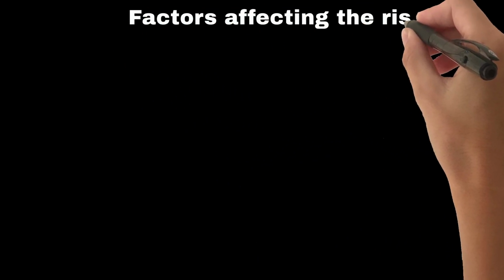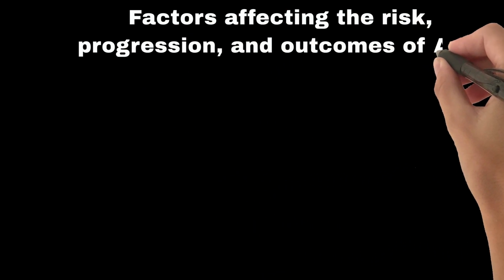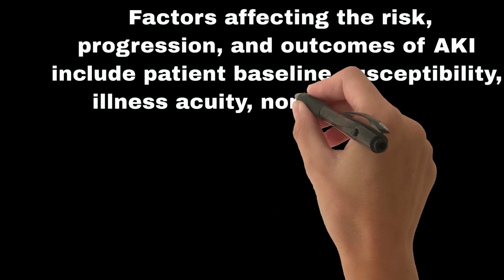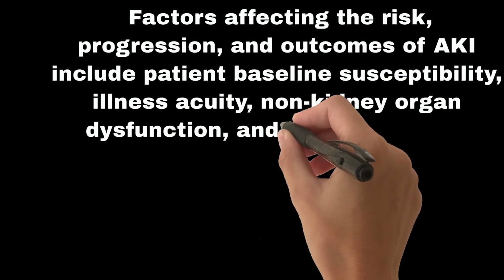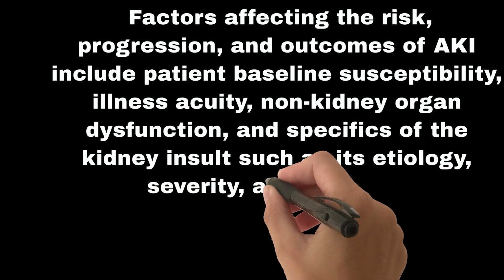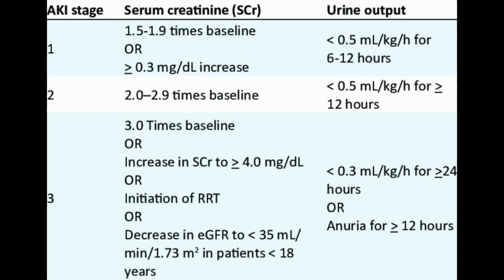Factors affecting the risk, progression, and outcomes of AKI include patient baseline susceptibility, illness acuity, non-kidney organ dysfunction, and specifics of the kidney insult such as its etiology, severity, and duration. The KDIGO definition of AKI relies on crude measures like serum creatinine and urine output, and lacks information on pathobiology. This leads to delayed diagnosis and hampers the development of targeted therapies.